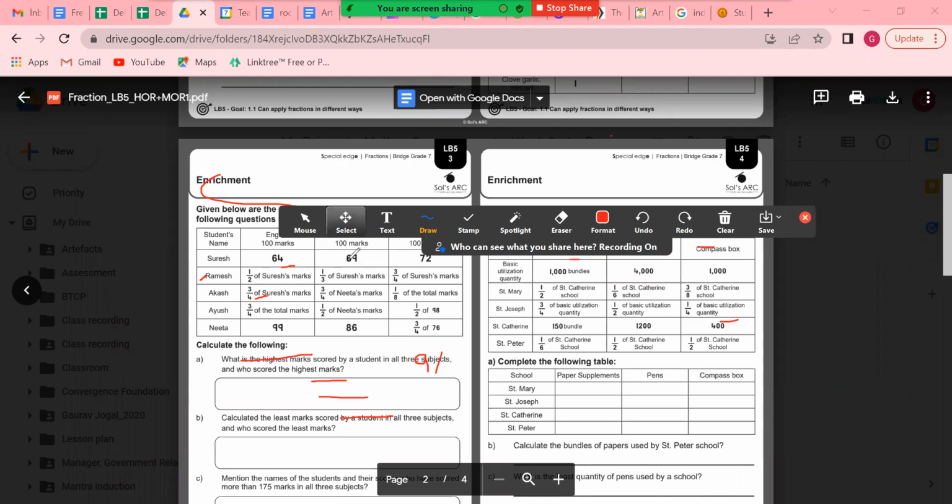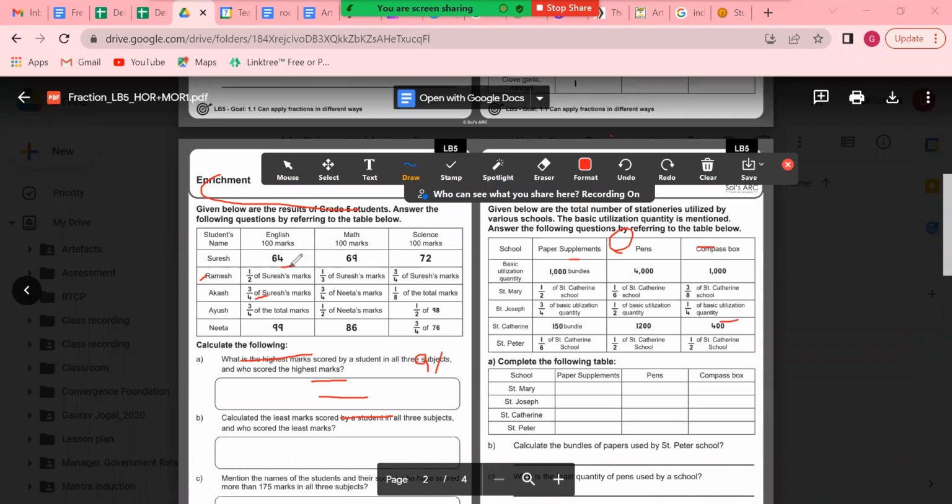So first of all, if you see here, in English Suresh got 64, so half of Suresh's marks, half of 64, how much will it be? It will become 32. First complete the table that way. First, whatever is given here, first 1 by 3 of Suresh's marks. So in maths Ramesh got 1 by 3 of Suresh's, but Suresh got 69. You have to find 1 by 3 of 69, how much it will be. Okay, first fill the table and then answer the questions here. Similarly here, first fill the table and then answer the questions.